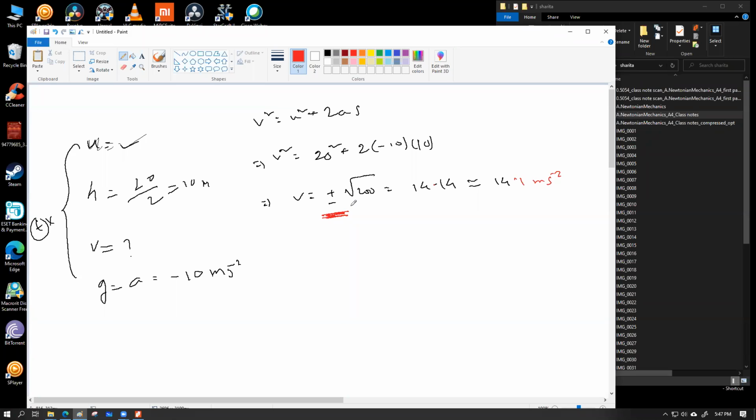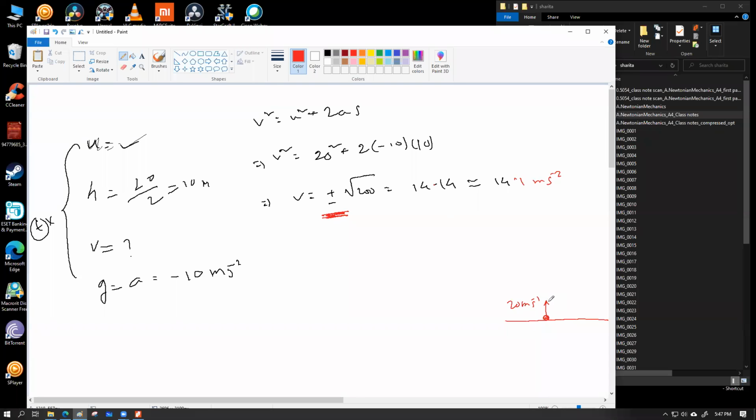Only acceleration is negative, so there should be positive, right? Plus minus here indicates the direction. So this is the part that I need you to understand. Let's say positive from the bottom, we are throwing the object at an initial velocity of 20 meters per second. That was the case.